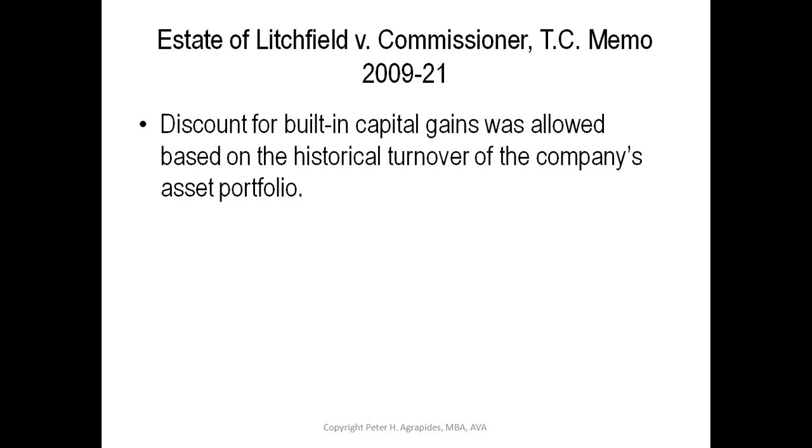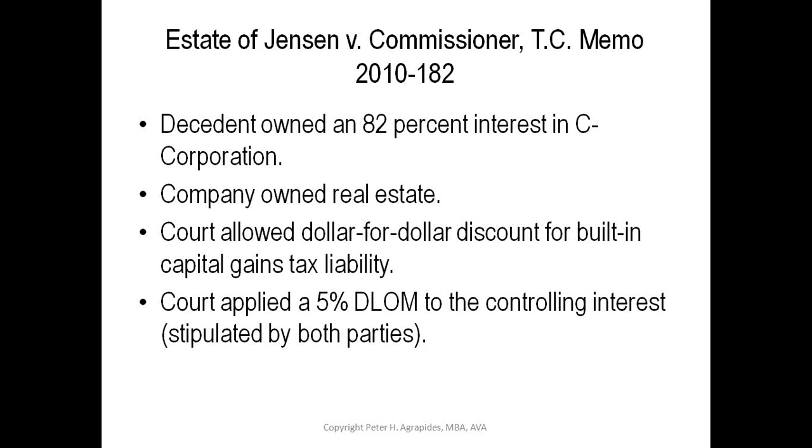Then in 2009, we have Litchfield versus Commissioner. The discount for built-in capital gains was allowed based on the historical turnover of the company's asset portfolio. So this is the only glitch in this series of case law. It kind of reverted back to some of the older cases where they were using historical asset turnover as the determinant for how they determined the built-in capital gains tax liability.